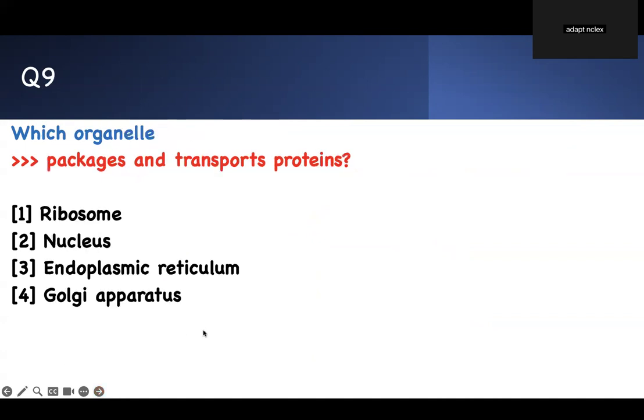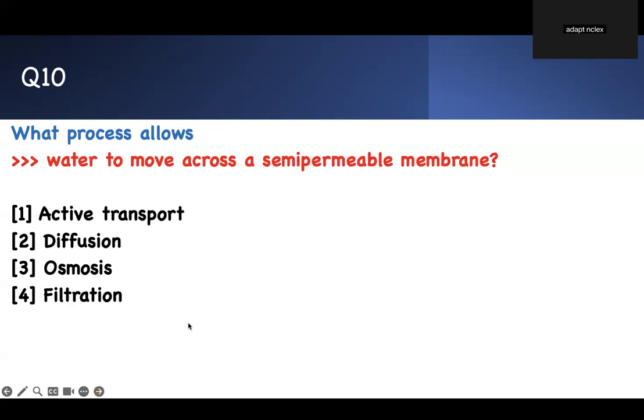Which organelle packages and transports protein? Packaging and transporting. Ribosome makes protein. Nucleus contains the DNA. Endoplasmic reticulum makes protein. The one that packages it after it's made is the Golgi apparatus. Number 4. What process allows water to move across the semi-permeable membrane? Semi-permeable membrane, water moving through, that is osmosis. There's no energy.